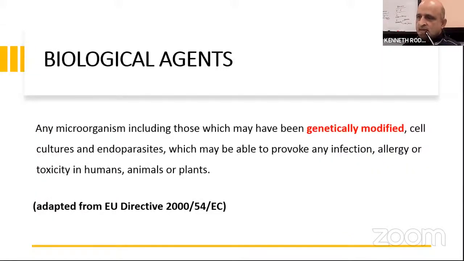Okay, this is the definition of biological agents from the EU directive, so you can refer to this. A biological agent is any microorganism, including those which may have been genetically modified, cell cultures and endoparasites, which may be able to provoke any infection, allergy, or toxicity in humans, animals, or plants. Now, when you look at this specific definition, you will note that the description also focuses on humans, animals, or plants, because biological agents can cause an impact on human health as well as on plant and animal health.